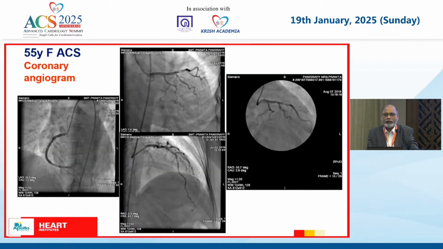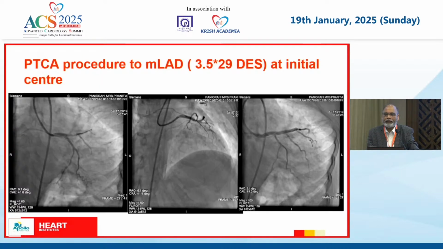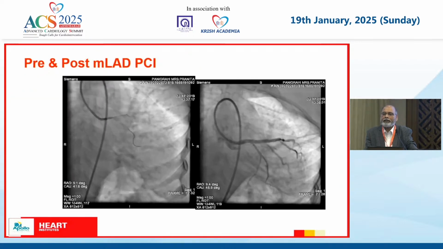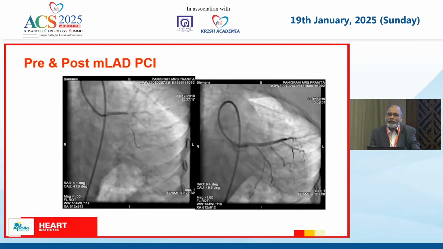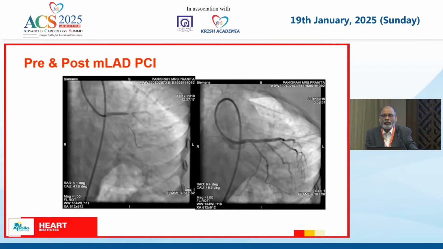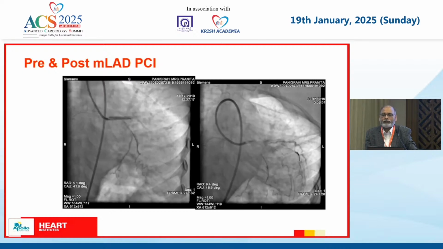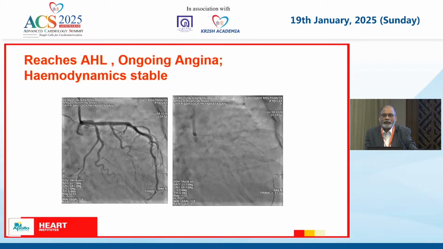Now, supposing you have a dissected LMCA, sometimes you might have it like this. The coronary angiogram was done in another center, and they did angioplasty of the proximal LAD. What they did was PTCA of the posterior done at 3.5 into 29 DES was put. And what happened later on was the artery got closed. They didn't have any imaging method in that center. And moreover, the patient started having chest pain and was immediately shifted to our center. And this is what we saw.